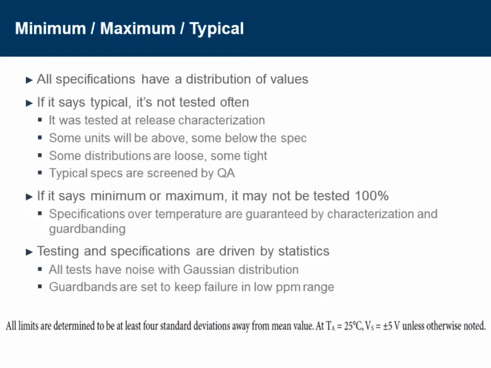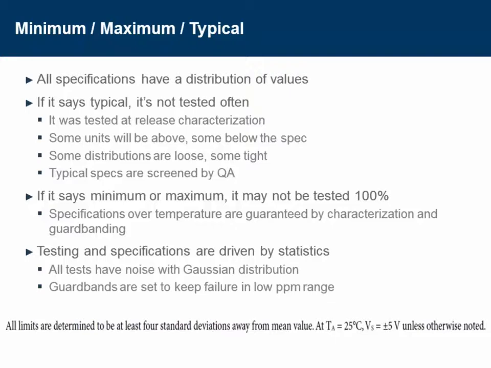So now we'll discuss the minimum, maximum, and typical, which has been an area of discussion for a very long time in this business. All specifications, as we say here, have a distribution of values. They're not all exactly 1 volt or 50 kilohertz or whatever it is. We make tens of thousands of these at a time, and they're not all quite exactly the same, as much as we try to make it that way.